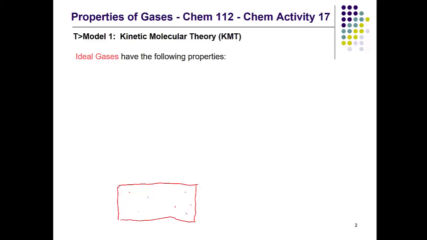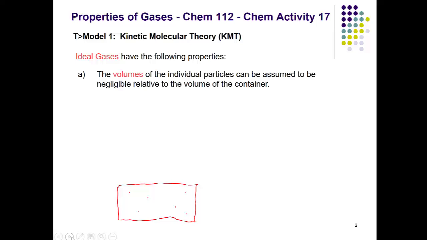But of course, what's not shown is that they are moving, colliding with the walls of the container. So first of all, the volume of the individual particles can be assumed to be negligible, so that the gas particle itself doesn't take up any space. If they're really quite separated, any volume that the gas particle would have is irrelevant. Next, the particles exert no forces on one another, that is, there are no forces of attraction. If either of these two things, A and B, is not true, then the gas will not behave ideally.